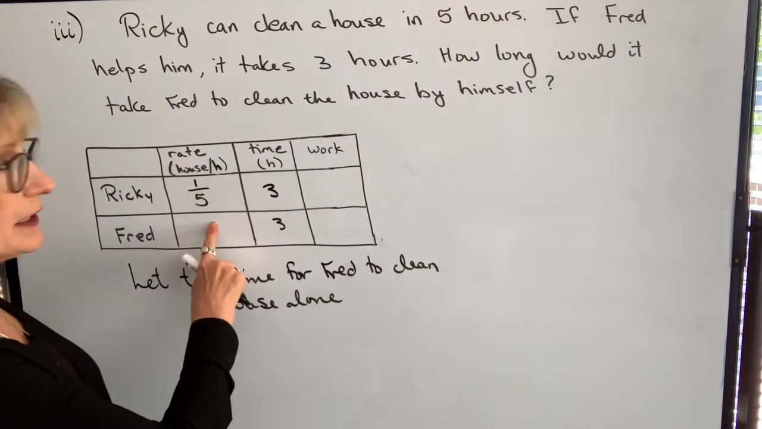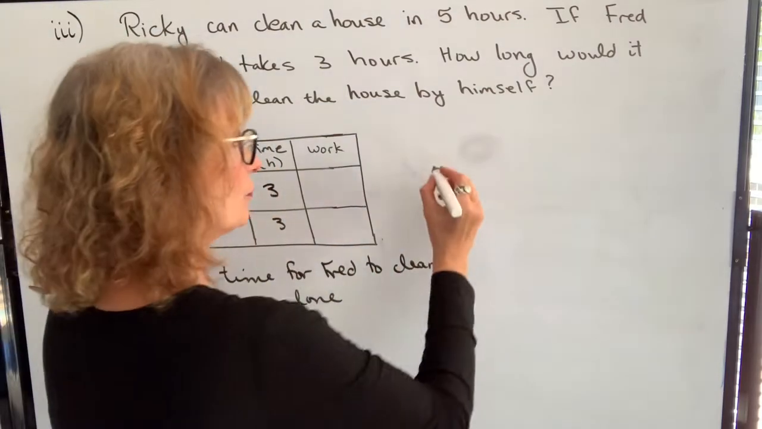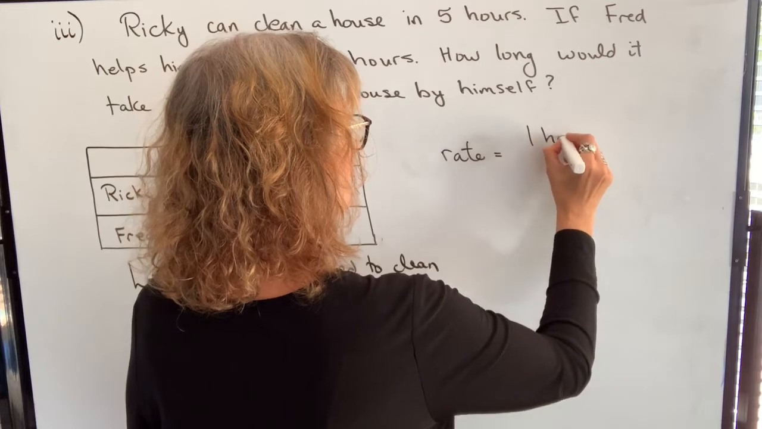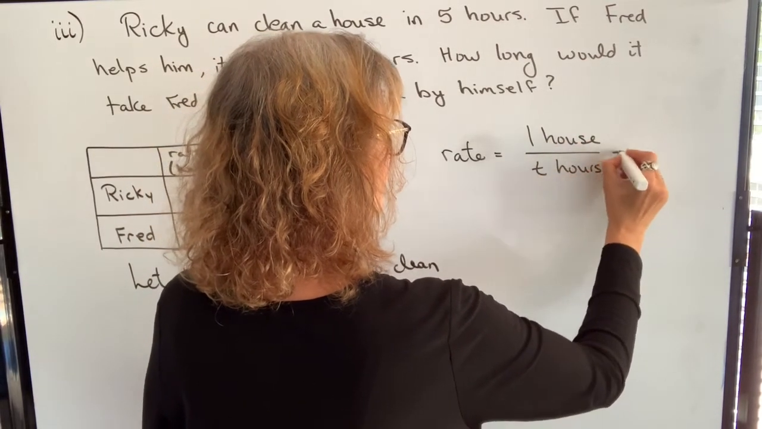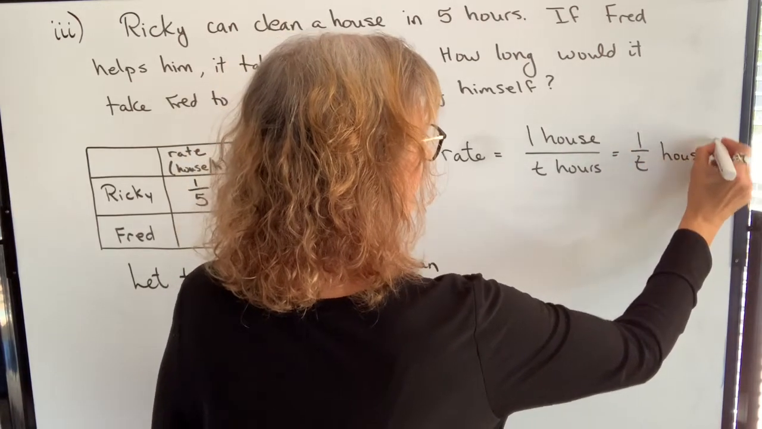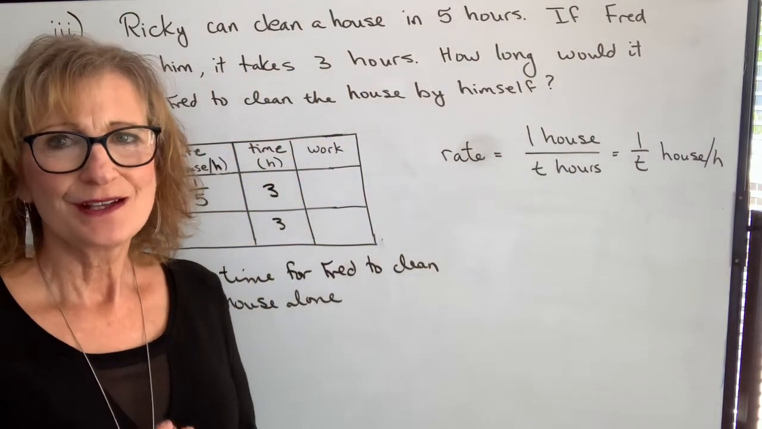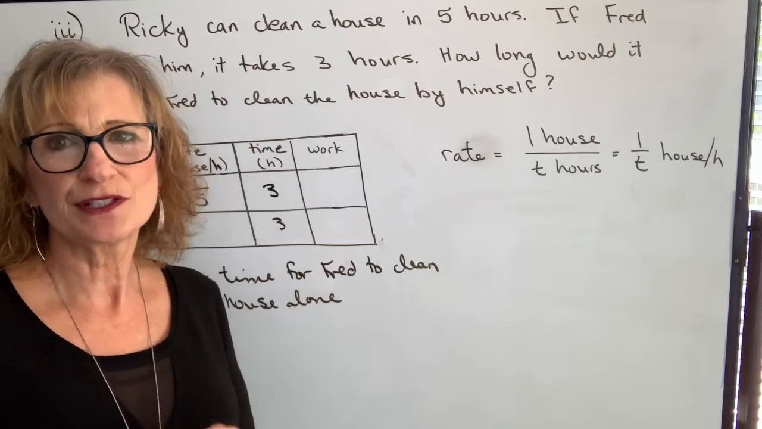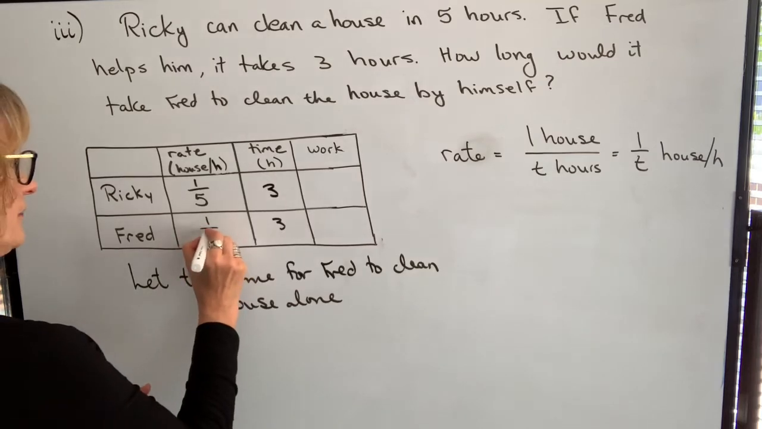I don't put T in here, that's not the rate. If it takes T hours to clean one house, the rate will be one house in T hours, which will be a rate of 1/T house per hour. I know it's confusing. You have to understand the relationship between the time and the rate. So Fred's rate is going to be 1/T.